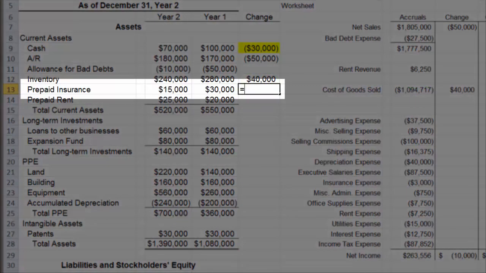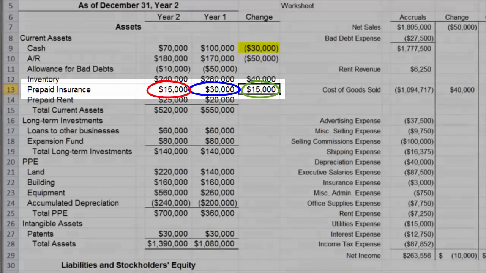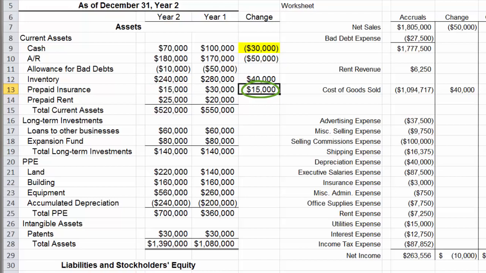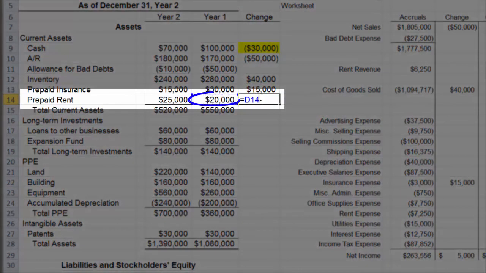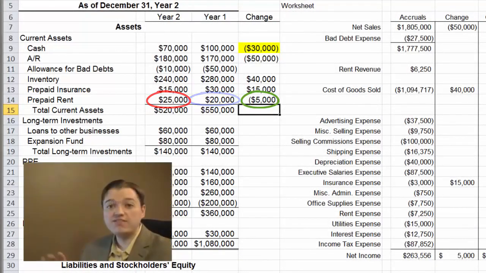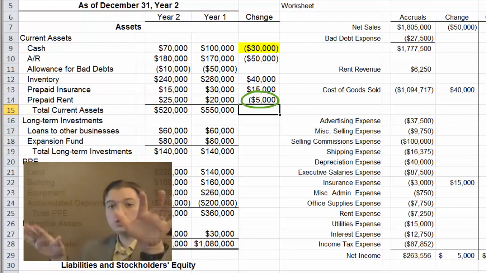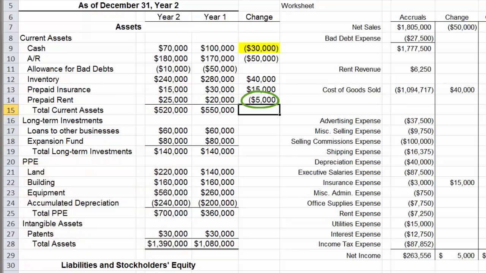Let's see, prepaid insurance. Again, I'm going to use my shortcut. I'm going to take old minus new, $15,000 change. I used up prepaid insurance instead of buying more stuff, so I have more cash in the bank. Prepaid insurance is going to match up with insurance expense. Next is my prepaid rent, negative 5,000. Again, 20,000 to 25. The asset goes up, so cash has to go down, teeter-totter. So I get that negative 5. Prepaid rent would match up with rent expense. So there's that number right there.